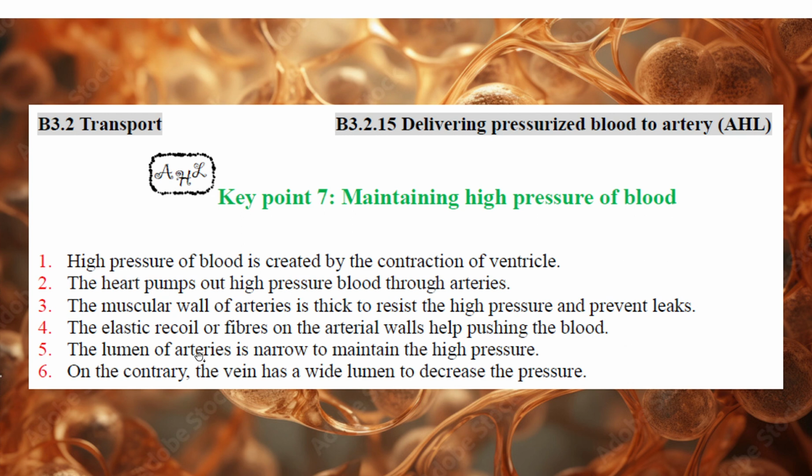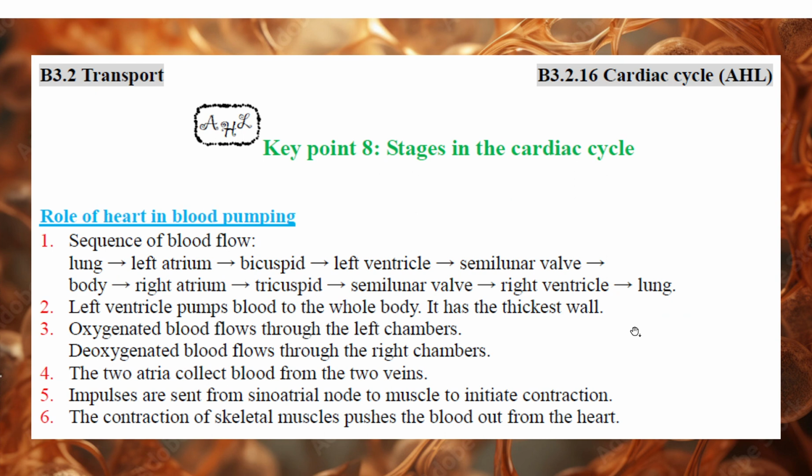The lumen of the artery is narrow to maintain the high pressure. On the contrary, the vein has a wider lumen to decrease the pressure. We've done it before, but now we want to stress on it. Okay. Stages in the cardiac cycle. You need to remember the sequence.